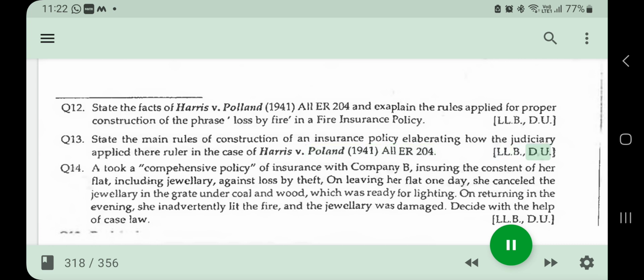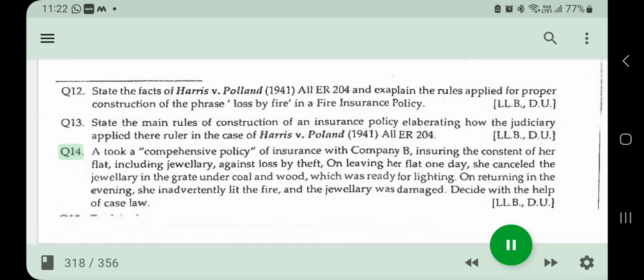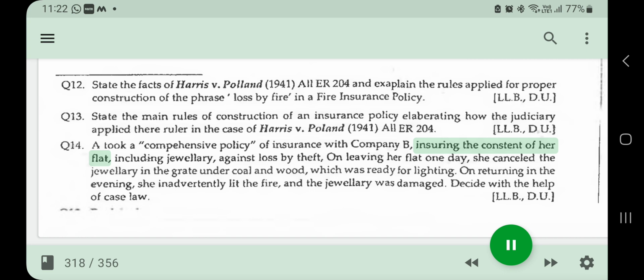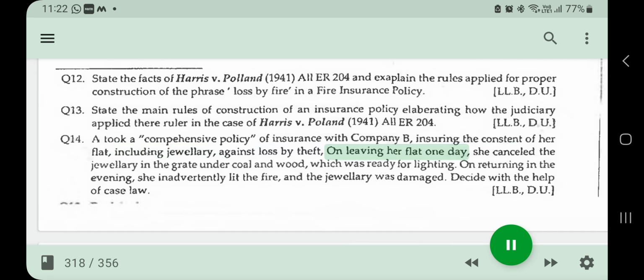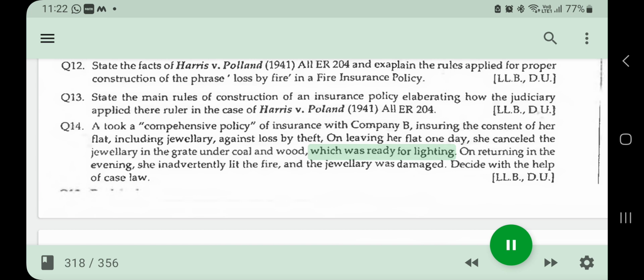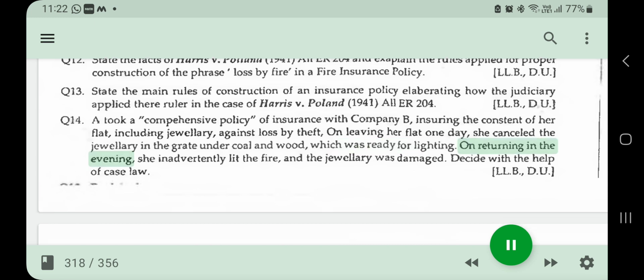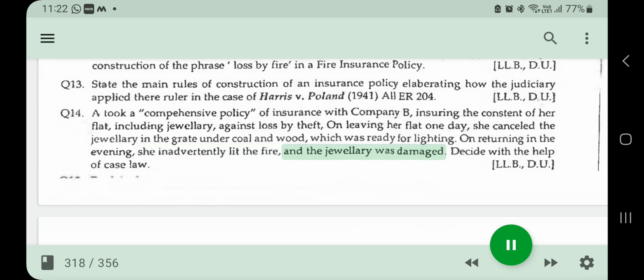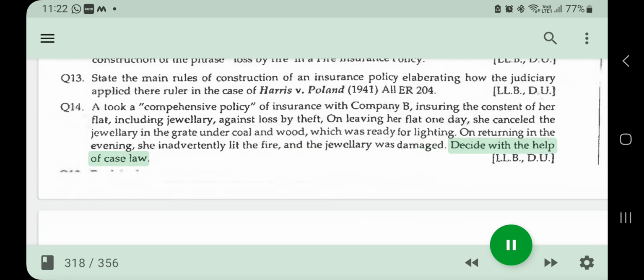LLB. Q14. A took a comprehensive policy of insurance with Company B, insuring the contents of her flat, including jewelry, against loss by theft. On leaving her flat one day, she concealed the jewelry in the grate under coal and wood, which was ready for lighting. On returning in the evening, she inadvertently lit the fire, and the jewelry was damaged. Decide with the help of case law.